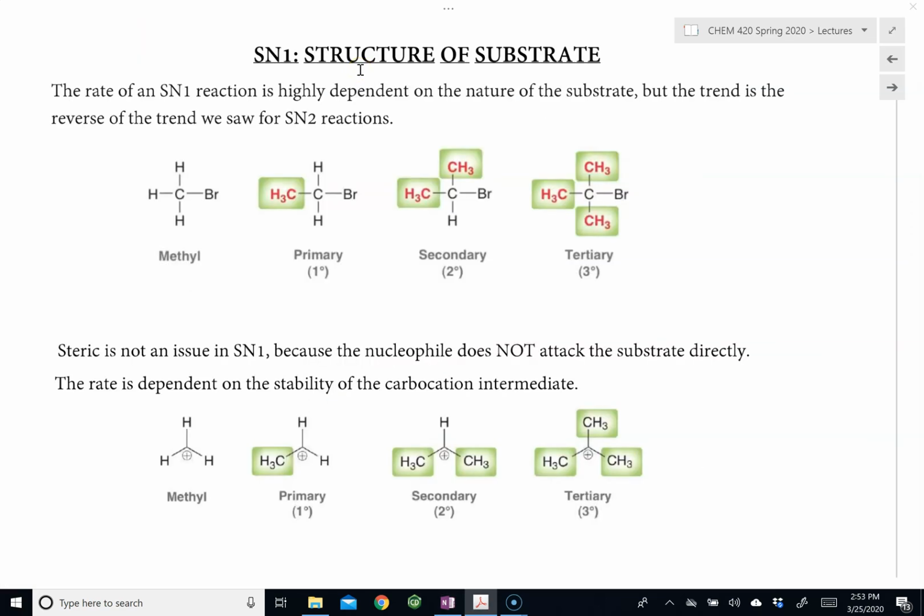Let us now investigate the effect of the structure of the substrate on SN1 reaction.